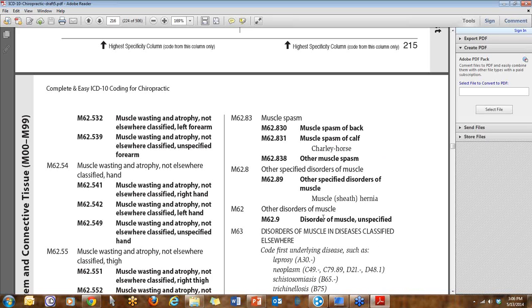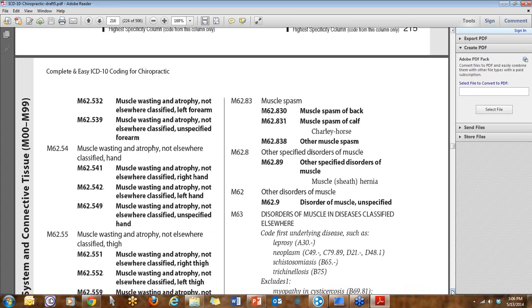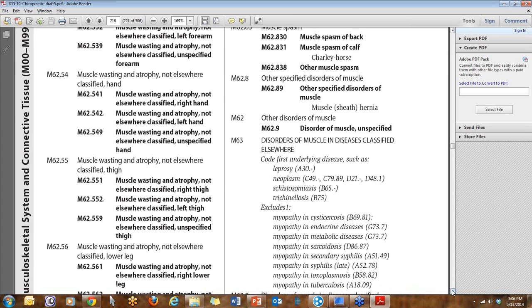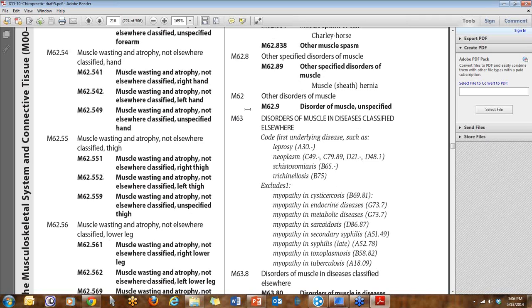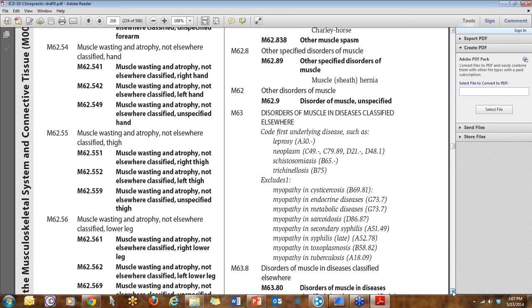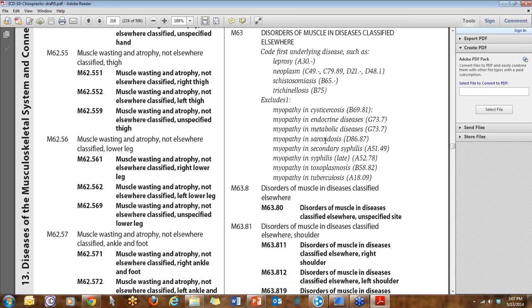And then other disorders of the muscles, here's some of these other instructions here. So if you're going to use M63, disorders of the muscle and diseases classified elsewhere, so here it's going to say, well, first, make sure that you code the underlying disease that's causing this disorder, and it gives you some of the possibilities there. But then it says you can't use these codes, okay? So are you starting to get it?